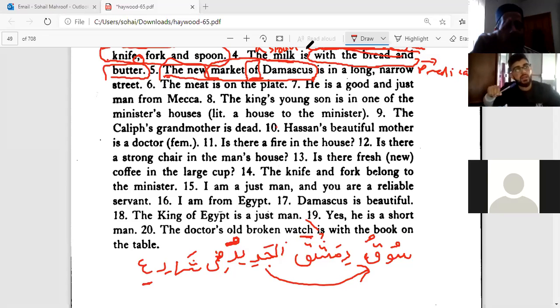You understand what mudaf is, right? Yes, I do understand the mudaf and mudaf ilayhi. Either it's mudaf, or number two, it's a diptote, ghair munsarif, right? So here, shari'in, is that okay? Will it be shari'in then? Yes, shari'in. But then it doesn't follow the rule.